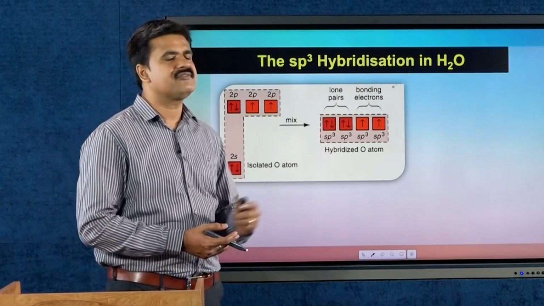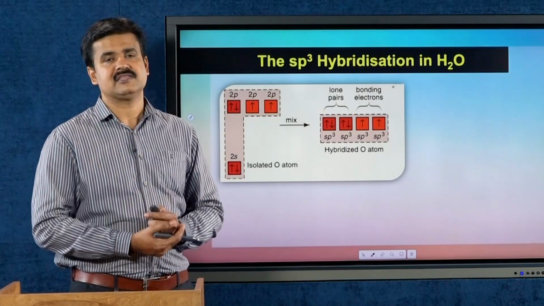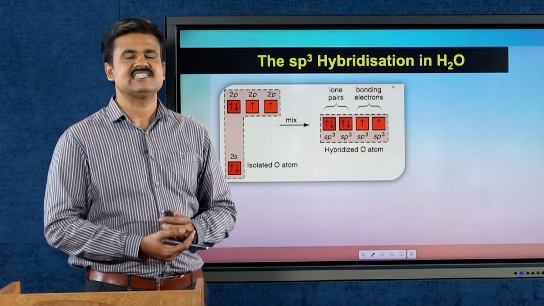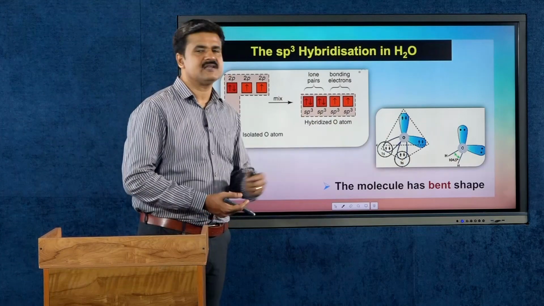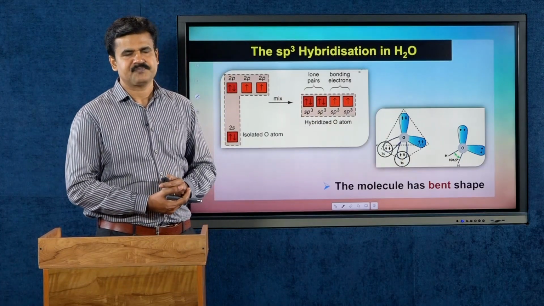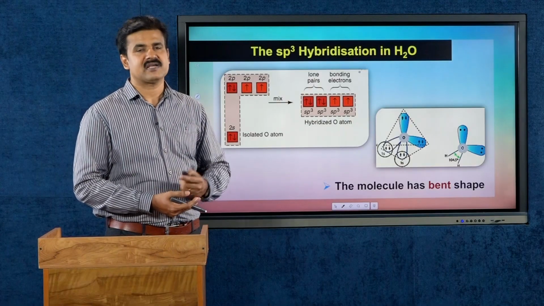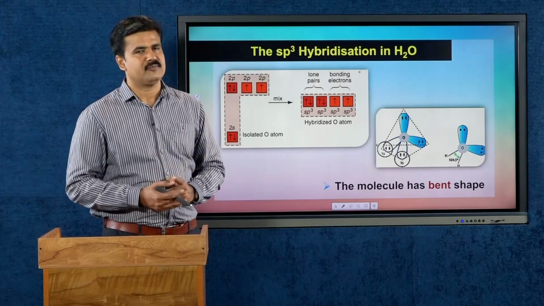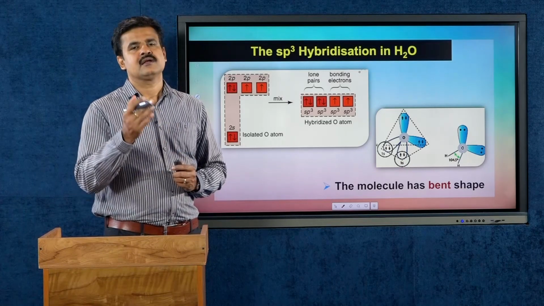So these half-filled sp3 hybrid orbitals overlap with the 1s orbital of 2 hydrogen atoms to produce 2 O-H bonds. That generates the water molecule. So in the water molecule, the central atom oxygen has 2 lone pairs as depicted here and 2 bond pairs. If you exclude these lone pairs, you will get a bent shape. If you consider the lone pairs also, then the geometry will be tetrahedral with 2 positions occupied by lone pairs. So from this example it is very clear that geometry is different from shape.